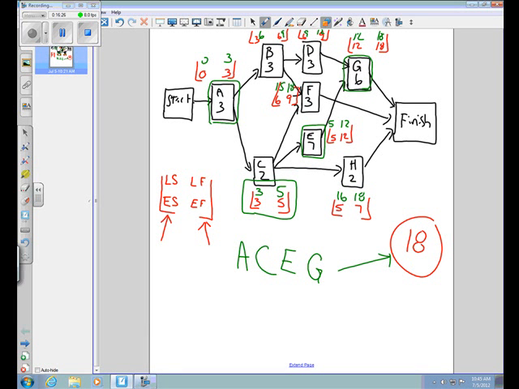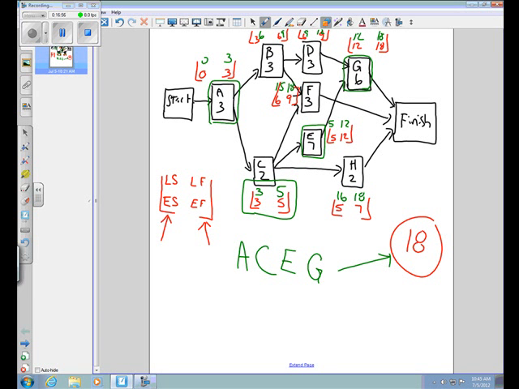Okay? If we wanted to, we could look at every single possible path on this chart, and you'd see there's a path A, B, D, G. There's another path, A, B, F. There's another path, A, C, F, A, C, E, G, and A, C, H. A path is just any particular way to get from the start to the finish.